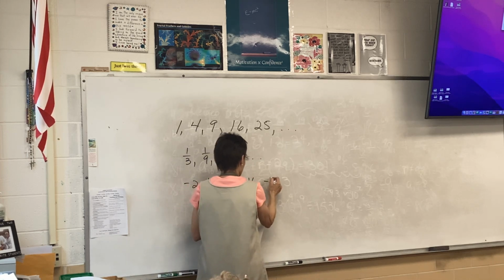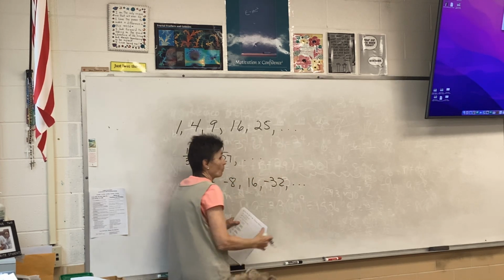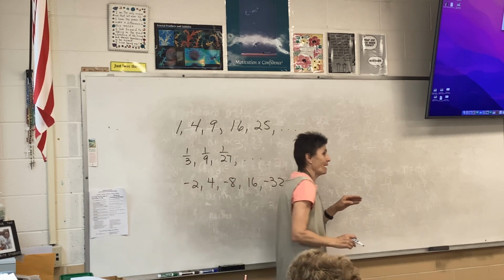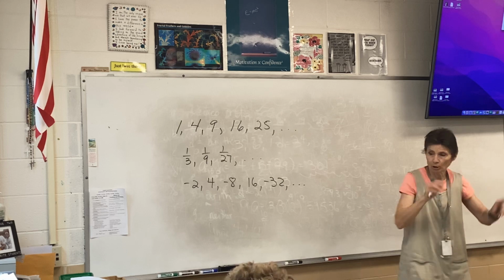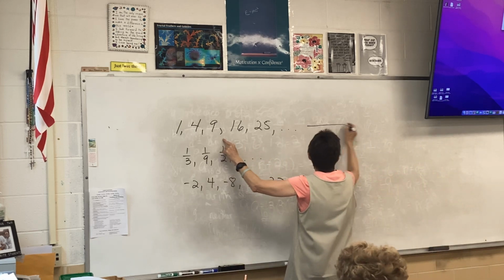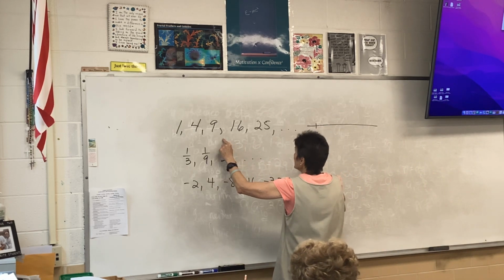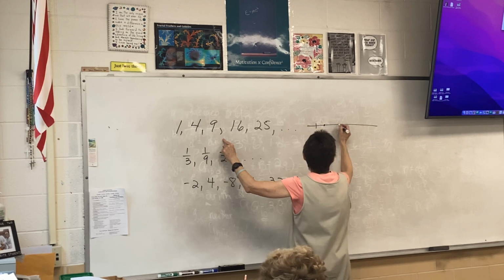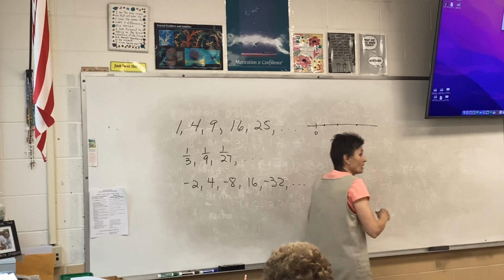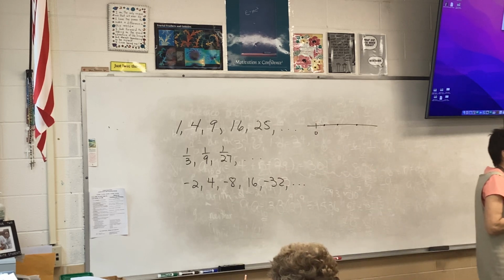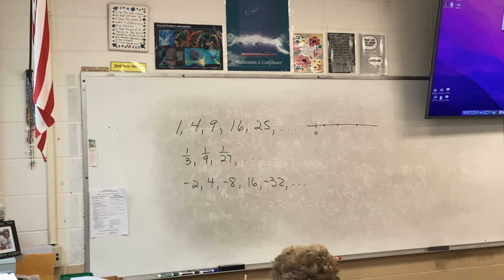Now, when we say limit of a sequence like this, what we're talking about is where are these terms going? If I drew a number line, and here's 0, and here's 1, and here's 4, and here's 9, and so on, where are they going? Well, they're going positive infinity, exactly. These things are going to infinity.